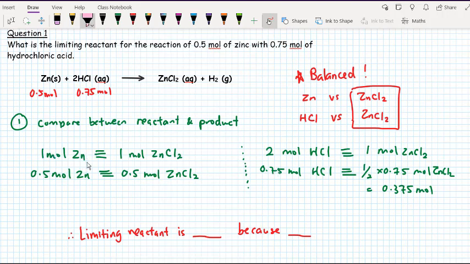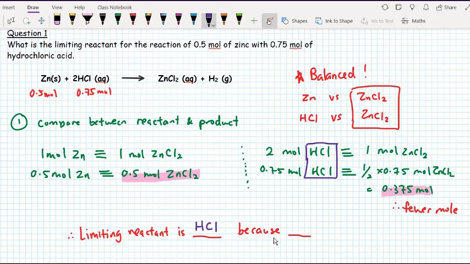So let's compare the amount of product produced from both comparisons. When we compare the zinc reactant, we obtain 0.5 mole of zinc chloride. When we compare HCl, we obtain only 0.375 mole of zinc chloride. Both of these products are the same, so we choose the one with fewer moles of product formed, because the definition of limiting reactant says that it will limit the amount of product formed. Therefore, in this case, the limiting reactant is HCl.